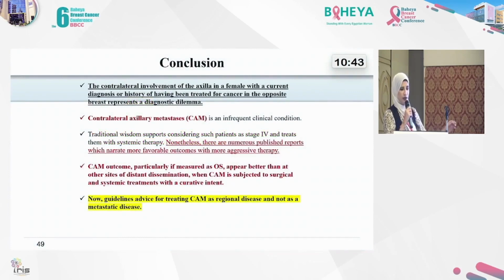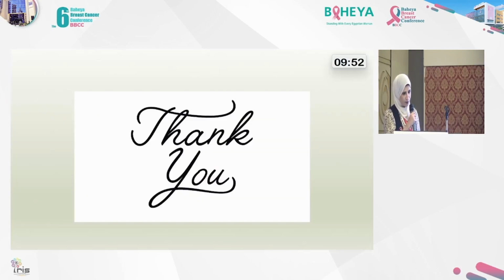To conclude, contralateral axillary involvement in a female with a current diagnosis or a history of breast cancer represents a diagnostic and treatment dilemma. Since this condition is infrequent, traditional wisdom advised that we treat this case as stage 4. However, many studies and data advise that contralateral axillary metastasis, if treated with curative intent, will improve overall survival. We should try to assess the guidelines for treating CAM as a regional disease, not a metastatic disease, as happened with supraclavicular lymph nodes previously. Thank you.